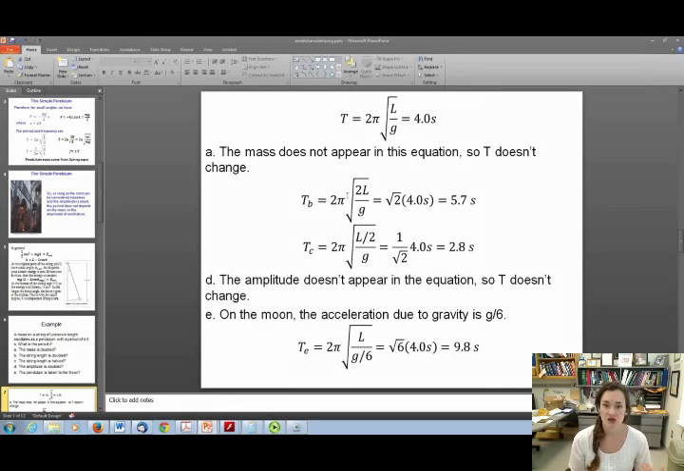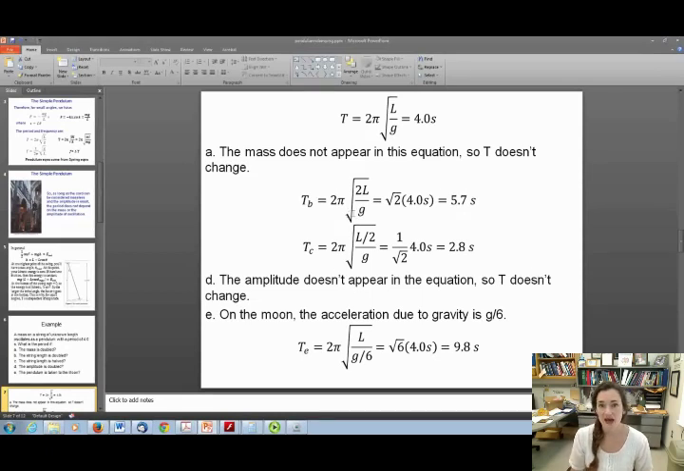Part B says, what happens if you double the length of the pendulum? Well, if the equation for the period is 2 pi times the square root of L over g, where L is the length, and you double it, then it becomes the square root of 2L over g. And if you say that 2 pi root L over g is 4 seconds, well, then you can pull out that root 2, and you're multiplying everything by square root of 2. So it would be root 2 times 4 seconds, which would give you 5.7 seconds when you multiply it all out. So the period would get longer by that amount, by square root of 2.